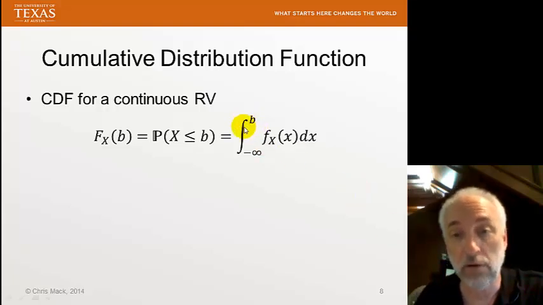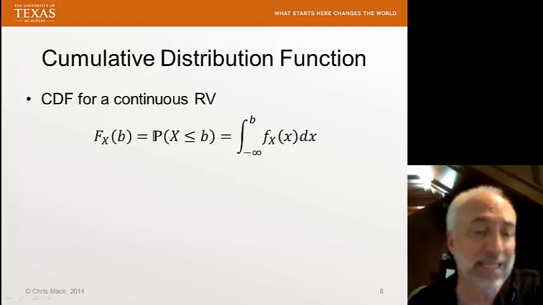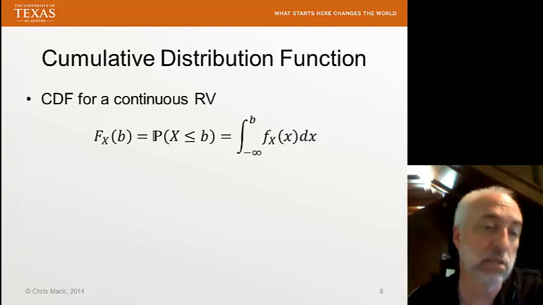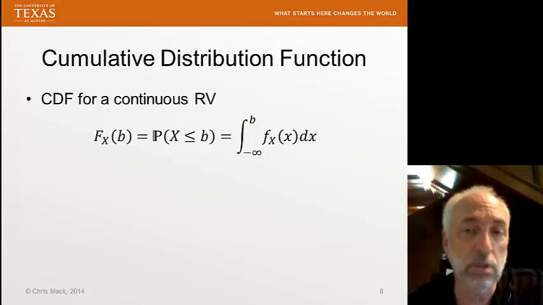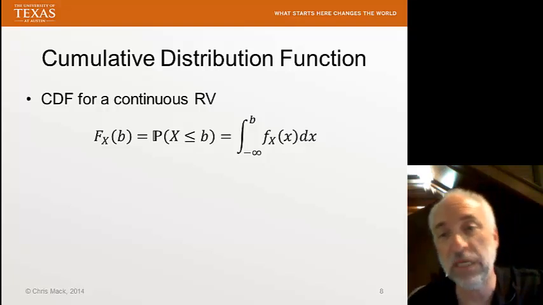I will use here an integral from minus infinity to b of the PDF, probability density function, times dx. And of course I could arrive at this formula by taking the discrete random variable formula, replacing the sum with an integral, and the PMF with the PDF times dx.